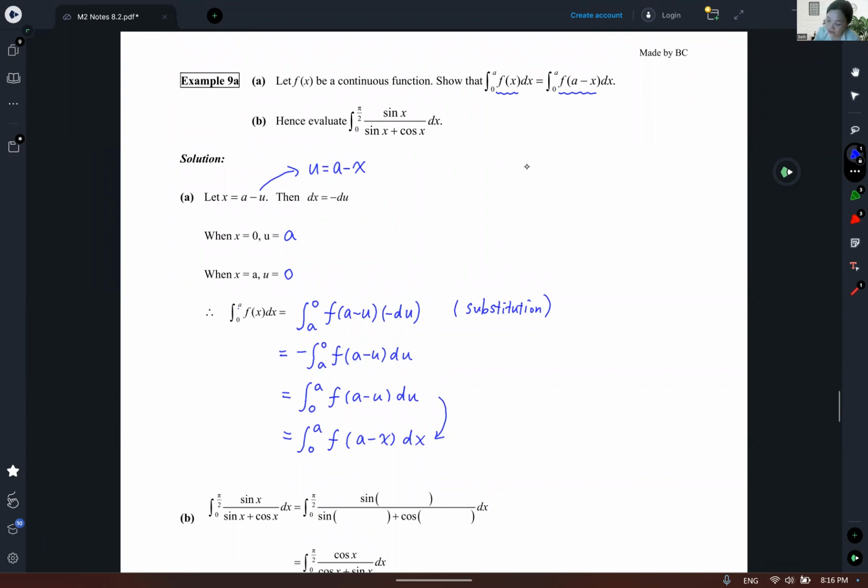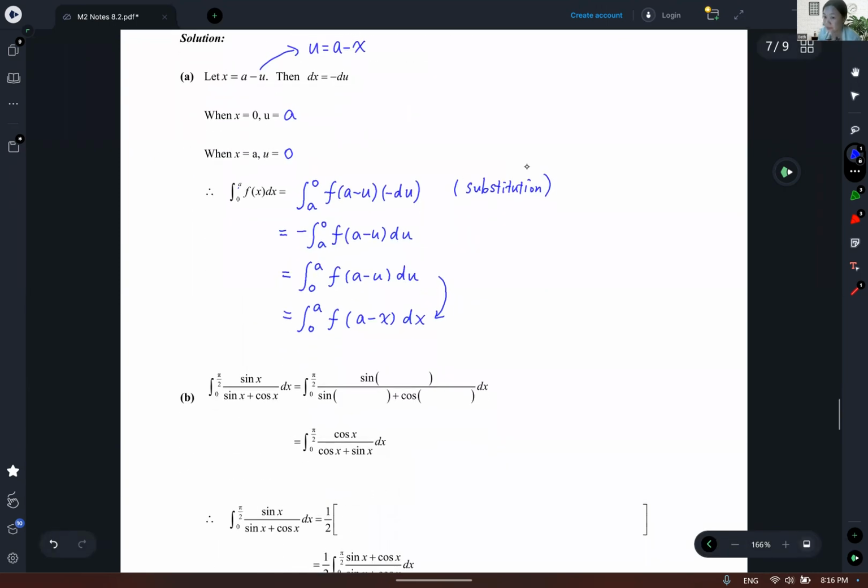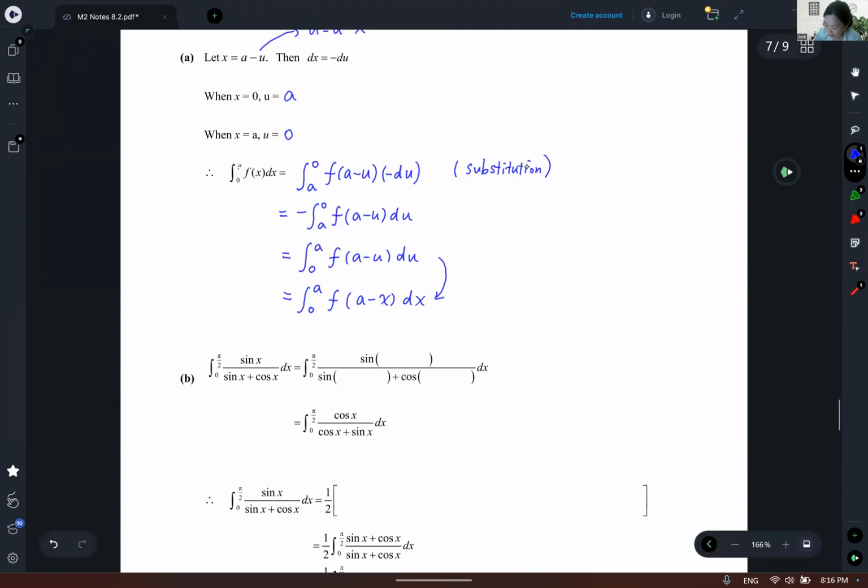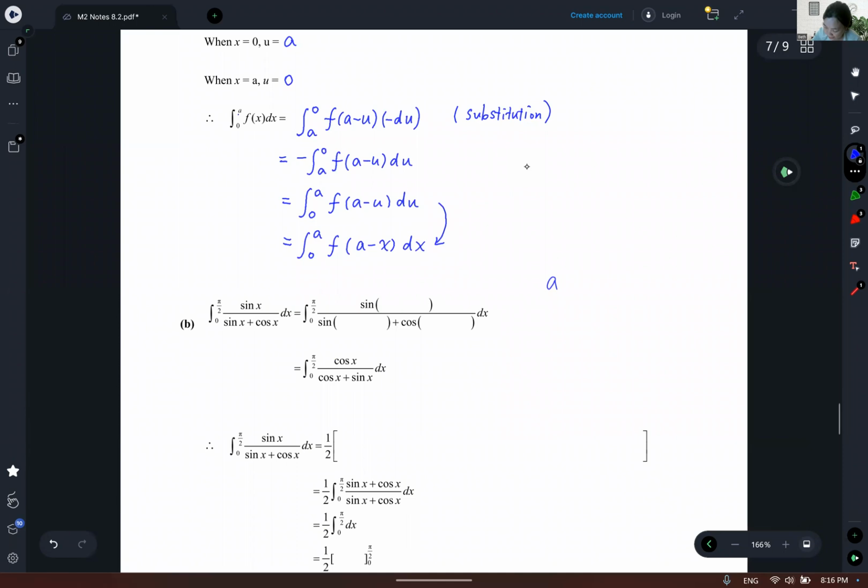Now, this is a sort of an identity, an equation I found. Perhaps I can use it to solve this integral in part B. So from here, the integral from 0 to pi over 2 of sine x divided by sine x plus cosine x dx. First of all, you need to realize that I need to assign a in this part. A can be anything, so I will assign a to be pi over 2. And also f of x can be just this function inside.